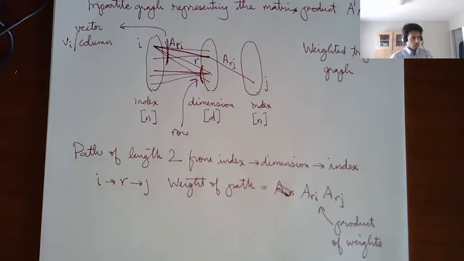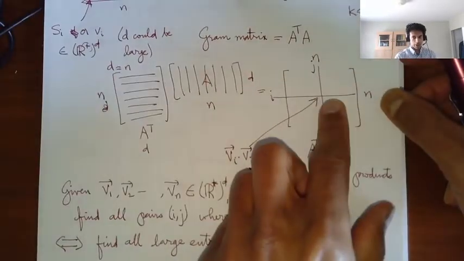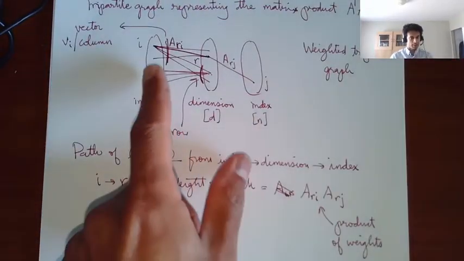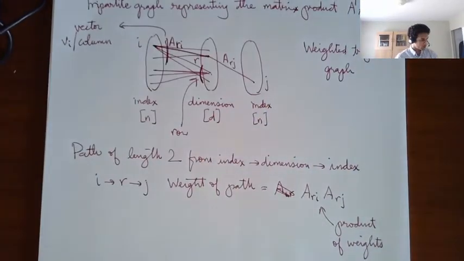Now, how would you represent an entry of the Gram matrix? Remember, this is the Gram matrix, which is really what I'm trying to compute. What is the ijth entry in the Gram matrix? Can you relate it to some weight or to some paths over here?